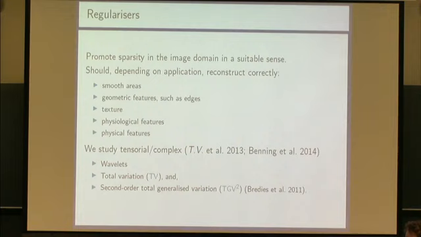features of interest correctly, for which you have physical models, which may be very complicated, like the Navier-Stokes equation. But we just concentrate on typical regularizers for imaging here, which are wavelets, and of course total variation, and something more recent, which is second order total generalized variation. This avoids the staircasing effect of total variation, as we will see. And we have extended them to tensor and complex cases, which we use here.